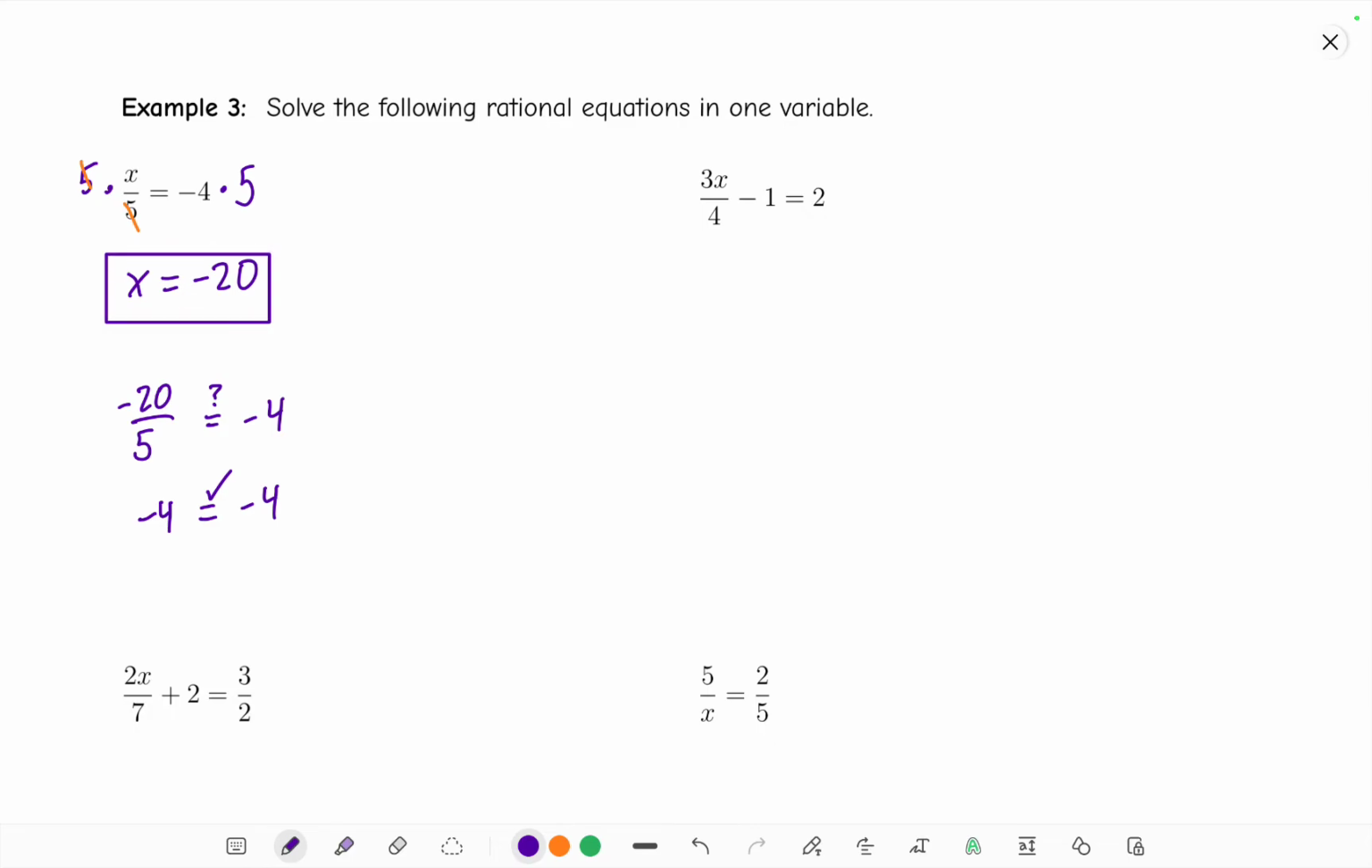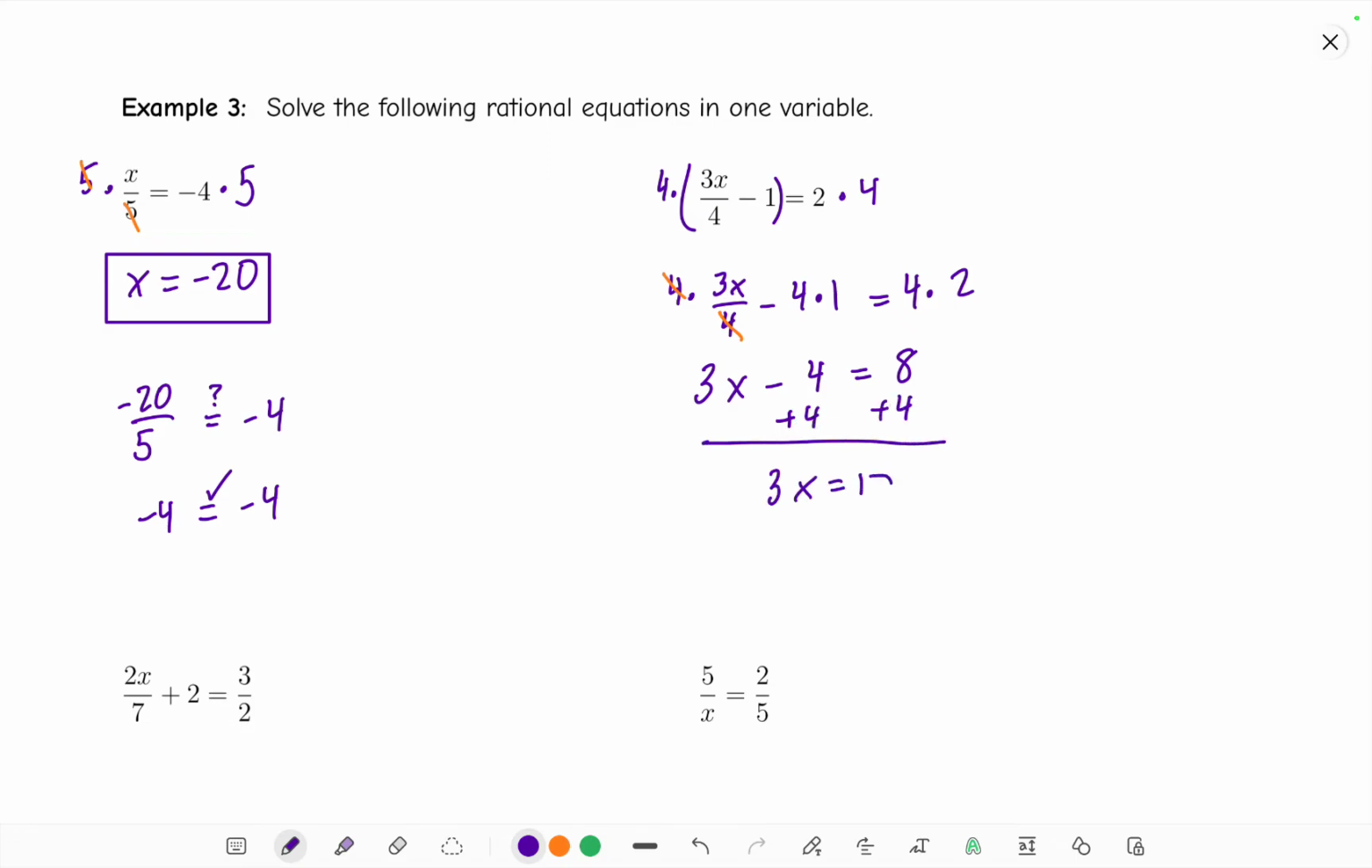Next one. Again, there's only one denominator, so I'm going to multiply by 4. Remember, you have to distribute it. So we get 4 times 3x over 4 minus 4 times 1 equals 4 times 2. The 4 cancels out in the fraction, leaving us with 3x. 4 times 1 is 4. 4 times 2 is 8. Add 4, add 4. 3x equals 12. Divide by 3, divide by 3. x equals 4. Don't forget, you do have to check, make sure it's not extraneous.